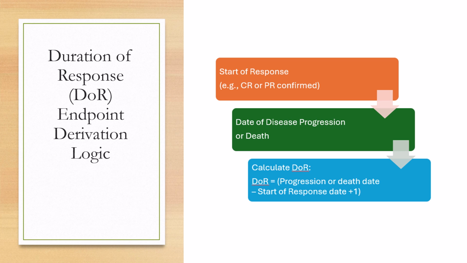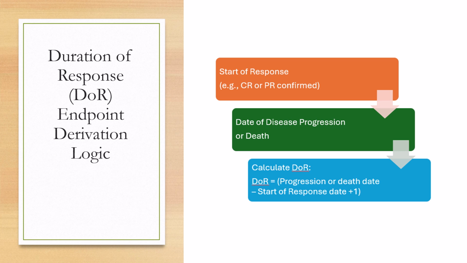So, the next step in deriving the DOR is to identify the subjects who have responded, that is, who have CR or PR. So we will consider the best overall response and we will determine if they have a complete response or a partial response. Only those subjects with a CR or PR are considered for DOR calculation.